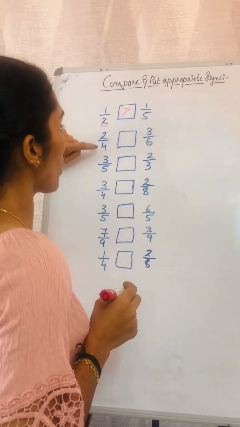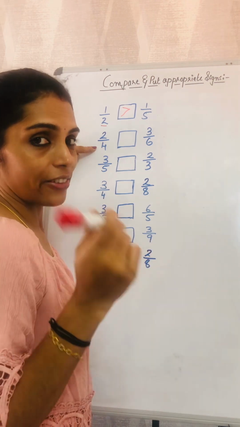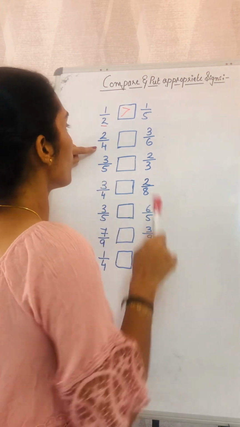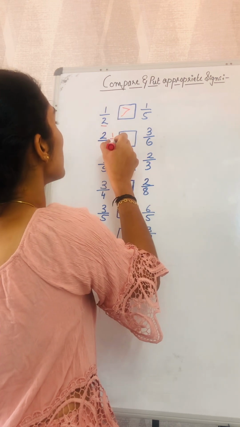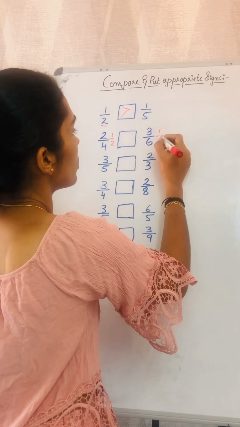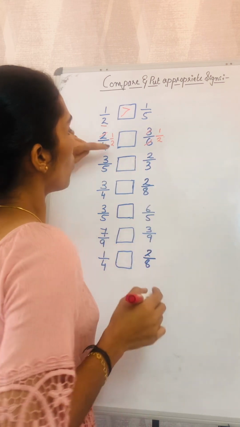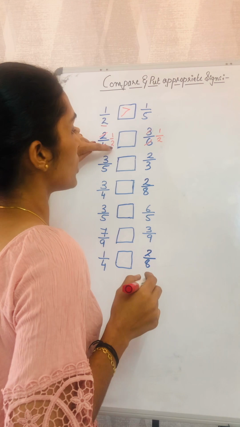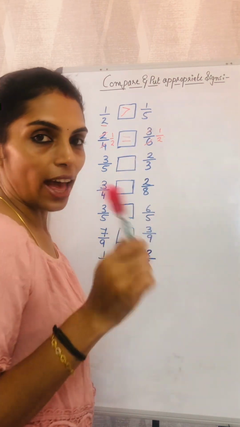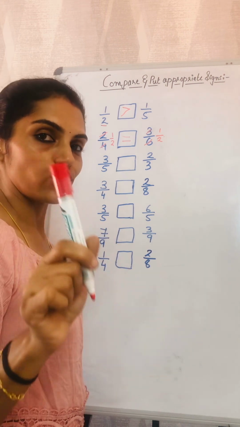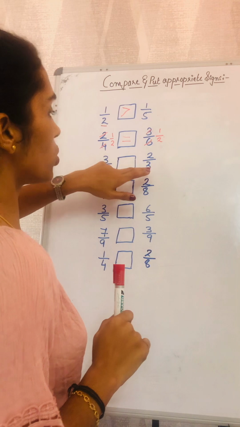The next one, 2 by 4 and 3 by 6. Our rule is smaller the denominator, greater the fraction. But that's not possible here, because we have to find the least factors here. You have got 1 by 2; the simplest form is 1 by 2 when you cancel this, right? So you have got 1 by 2 and 1 by 2. Both are equal. So before comparing fractions, you have to find the simplest form.